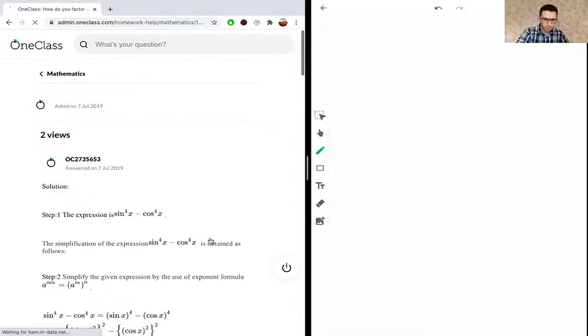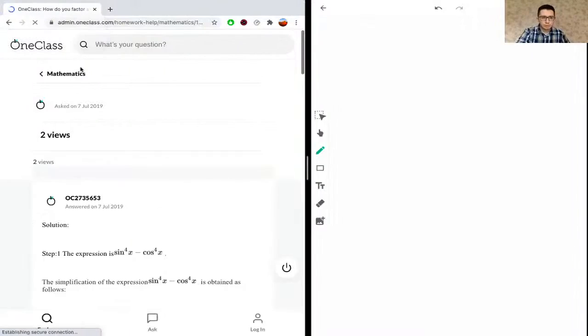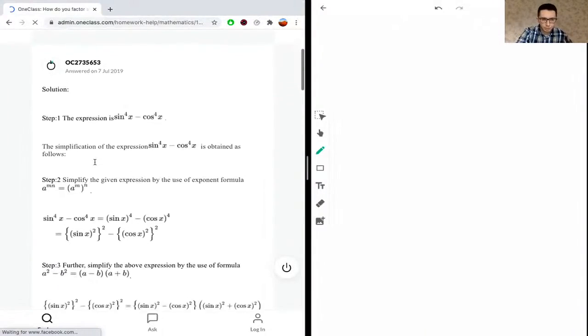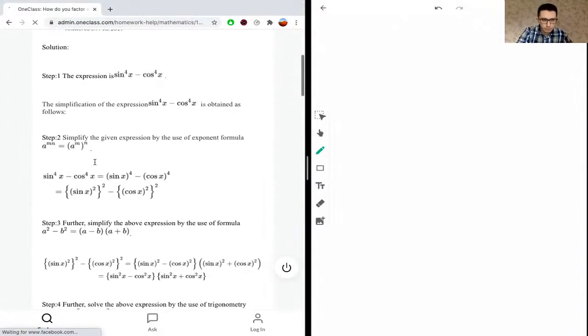Right, so how do you factor and simplify? There's no real question here, it's more of a concept. Let's look at the solution.